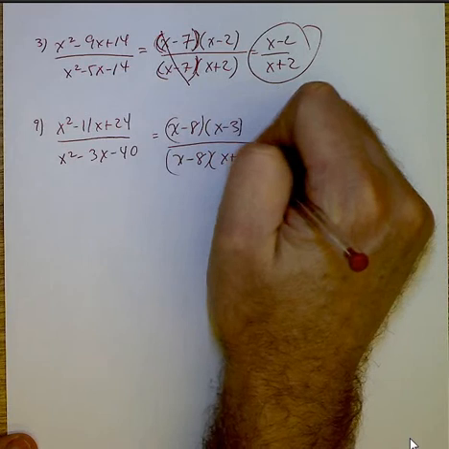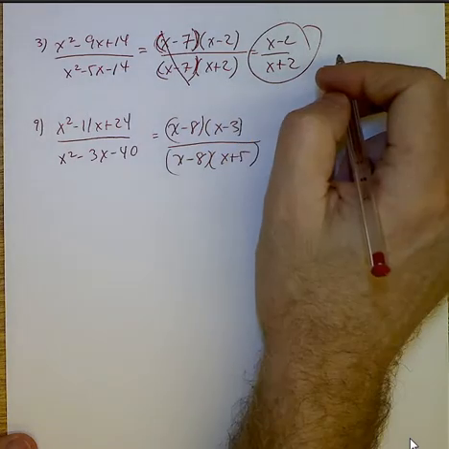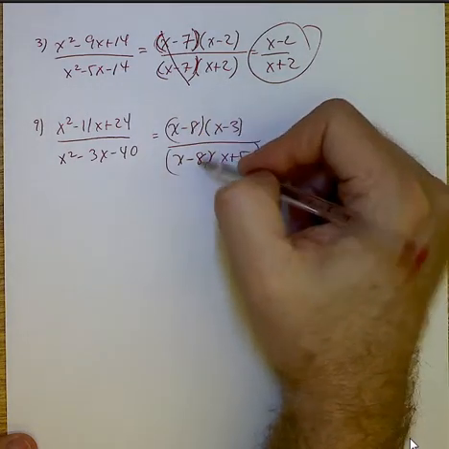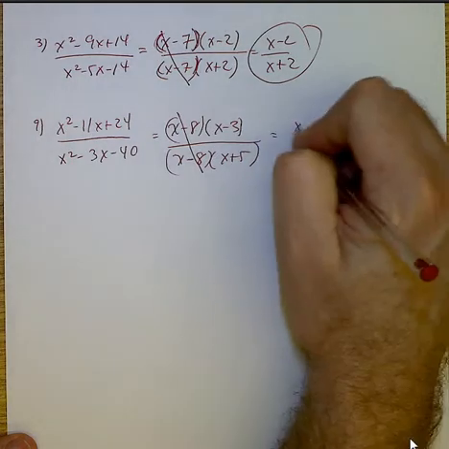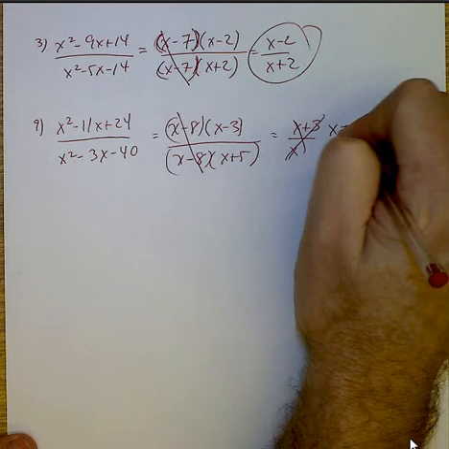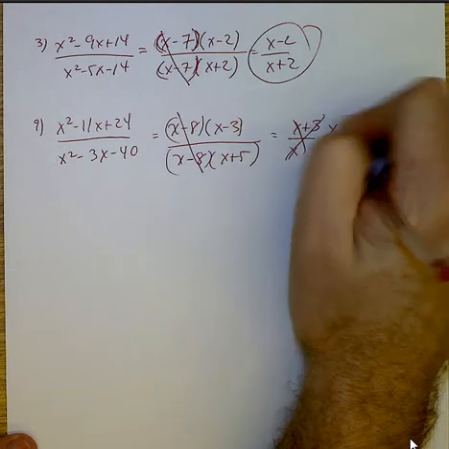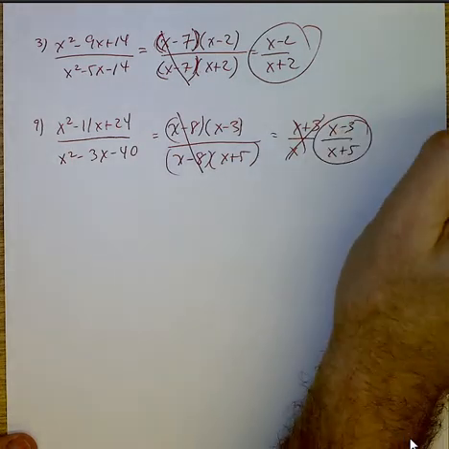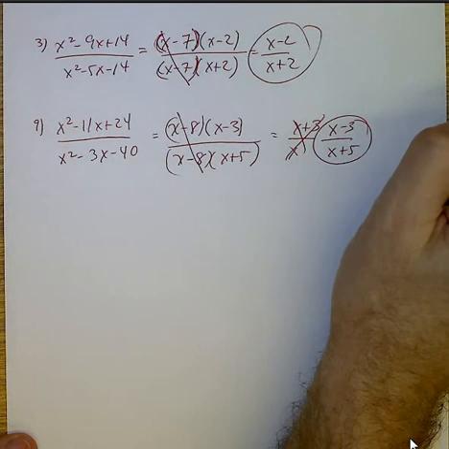Now we look for cross-out opportunities. We have an x minus 8 and an x minus 8. Those can go, and we're left with an answer of x minus 3 over x plus 5. Okay? And that's really how all these problems work.